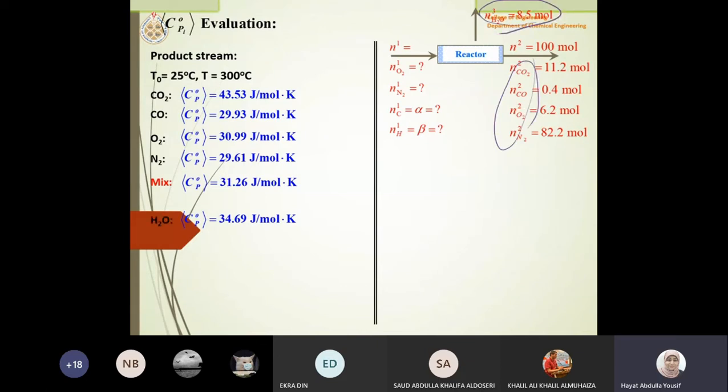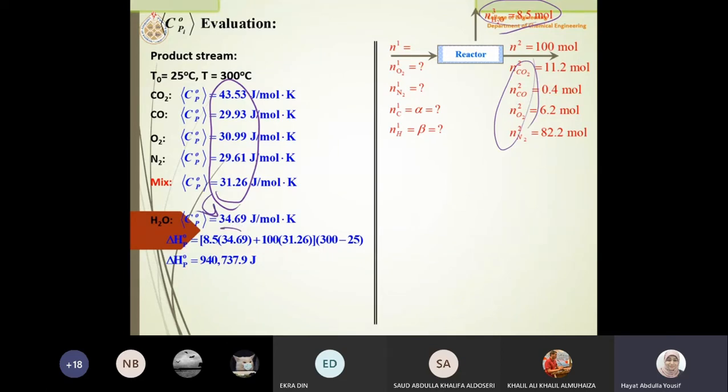So what he did here, he found CP mean for each one of those, then he multiplied by the number of moles of each. So 43.53 times 11.2, and then 29.93 into 0.4, and then the third one into its number of moles, plus the one with water, because water is 8.5. So this is what he did. In other words, he did the CP mean for each one of those, or he just got the CP mean of all this here.